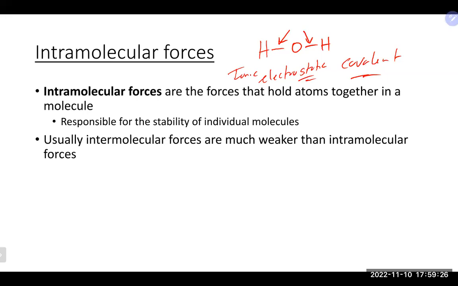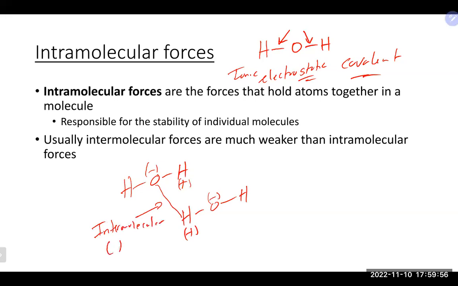And these intramolecular forces are always much, much stronger than any intermolecular force that you have. The easiest example of that is taking something like water. Water, which is a polar molecule, again, has a negative side and a positive side. And when you have a couple of water molecules together, the negative side of one is attracted to the positive side of another, and that is an intermolecular force.